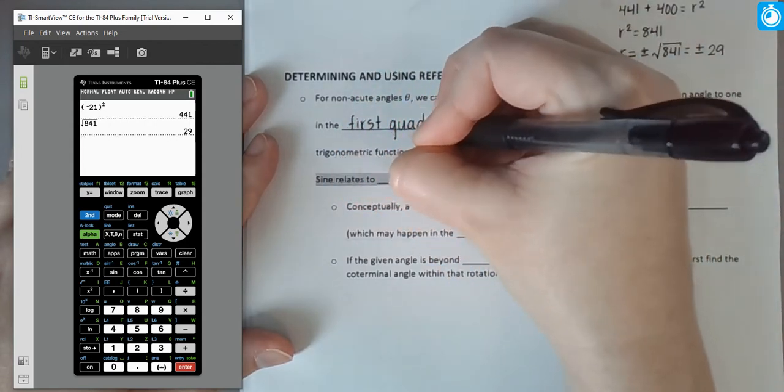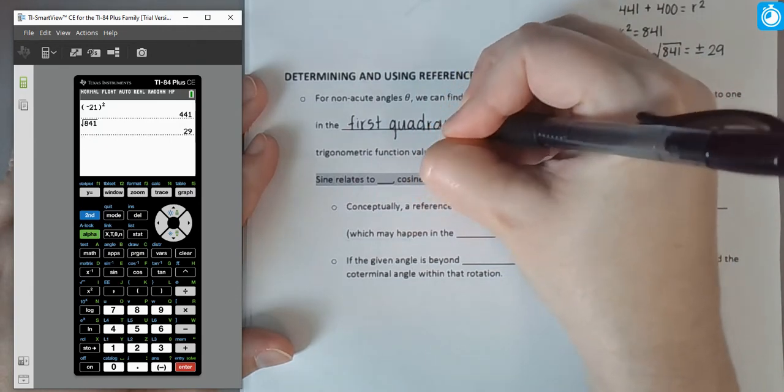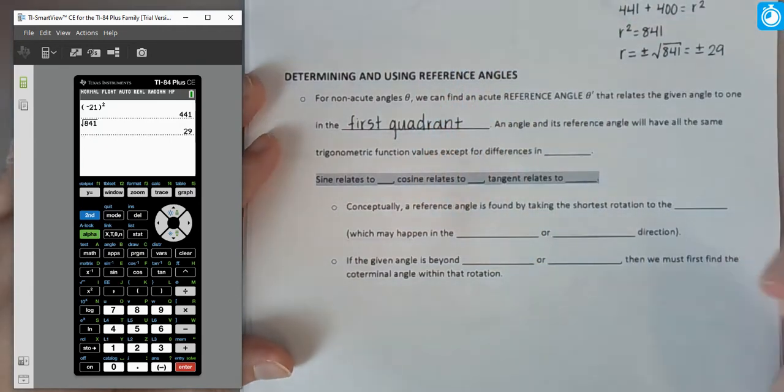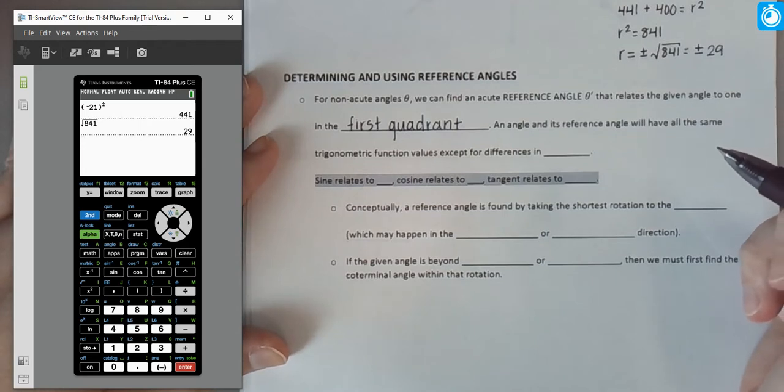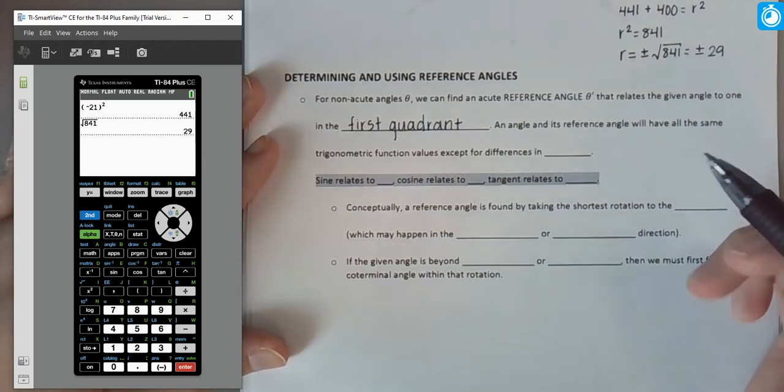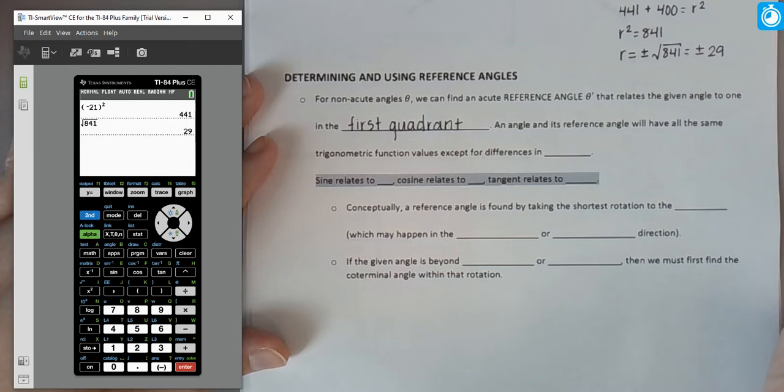Well, what do we know about the 1st quadrant? Well, we know any actual real right triangle could be drawn in the 1st quadrant, which also means that all of the coordinates in the 1st quadrant are going to be positive. Our x-coordinate is positive, our y-coordinate is positive, and of course our distance r is also defined as being positive. What that also means is that all of the trigonometric values for angles in the 1st quadrant are going to be positive numbers. Every ratio results in a positive outcome.